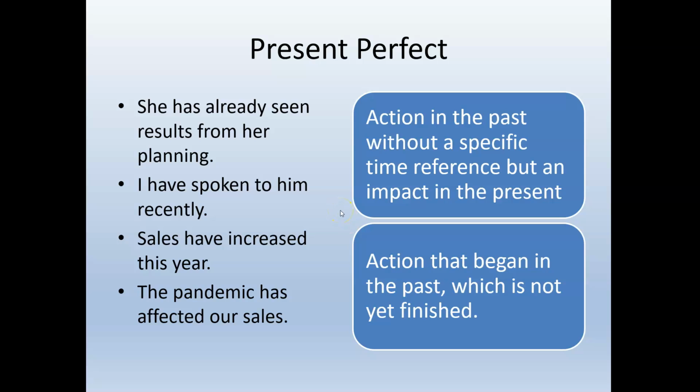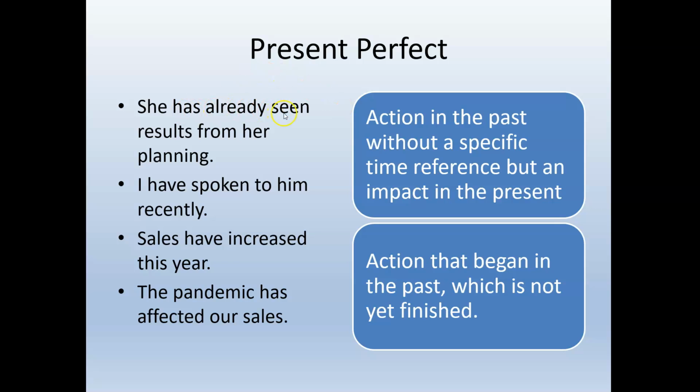Next is the present perfect. It's a verb tense that maybe some of you haven't really studied very much, but we have to use it often in our daily lives. One second here, my cat is meowing. I should know better than to work in my office with my cat here because she drives me crazy. Anyway, back to the grammar. Present perfect: it's an action in the past, or an action in the past without a specific time reference, but it has an impact in the present.